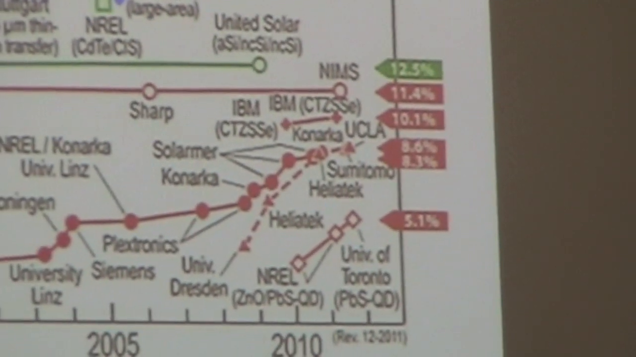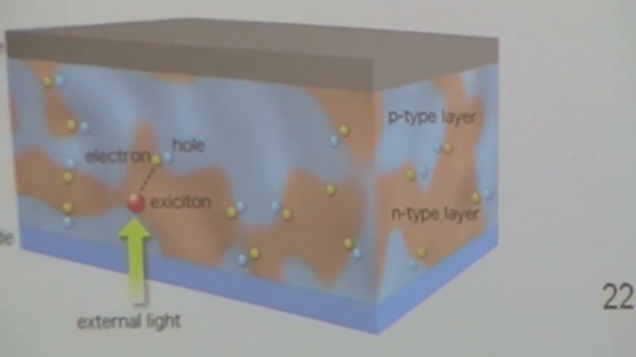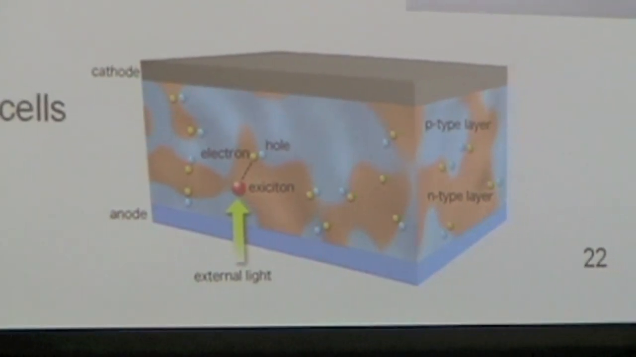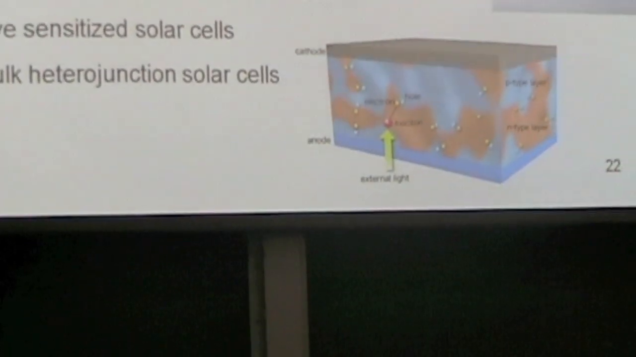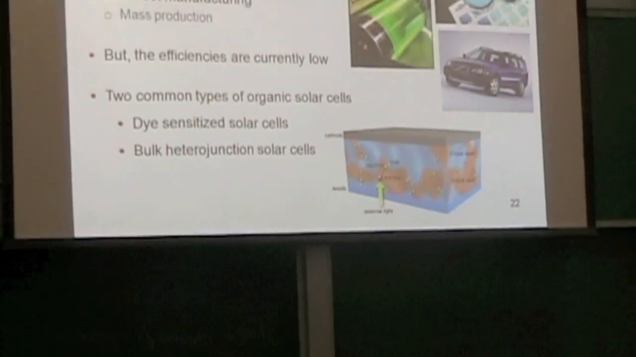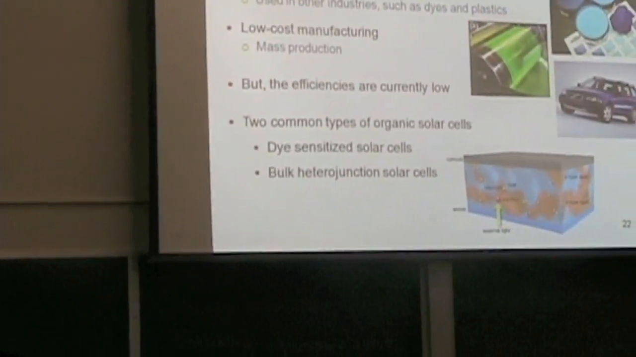So why are people interested in organic? Why organic solar cells? The reason is because, again, like with second generation thin film, they can be made very cheaply. And especially with organic materials, there's a whole set of industries that use organic materials.